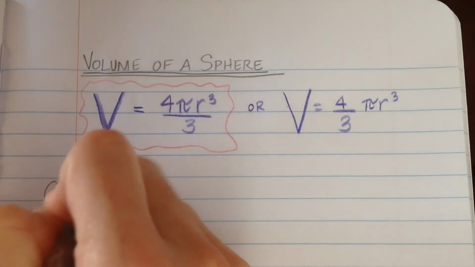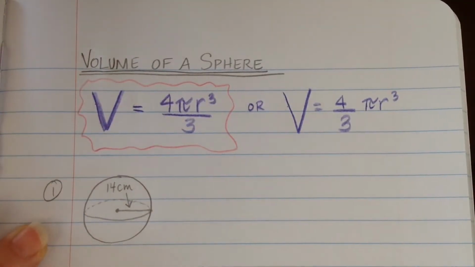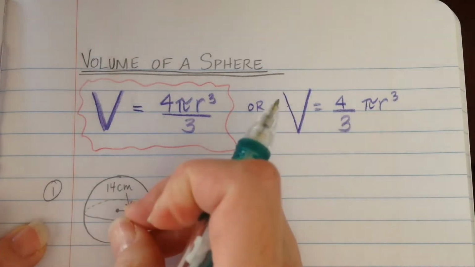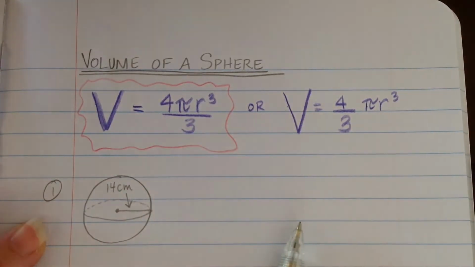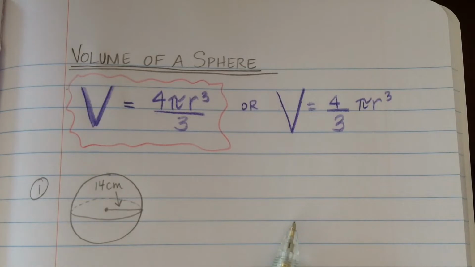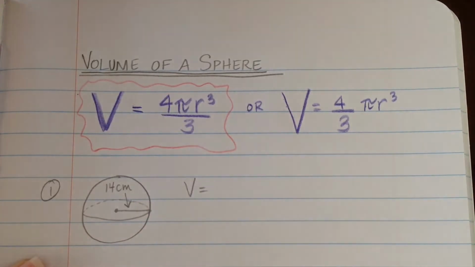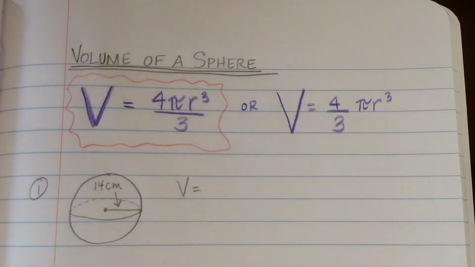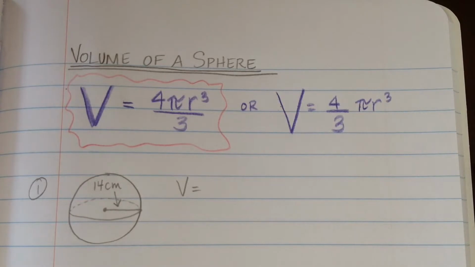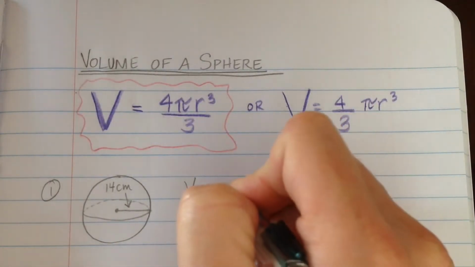Number 1. We want to find the volume of this. We want to see how big is this? How much space, how much air are we going to need to fill this up? Okay, so volume. Write the formula down. This is a chunky problem, right? There's a whole lot of stuff going on here. So I would write down the formula every single time.